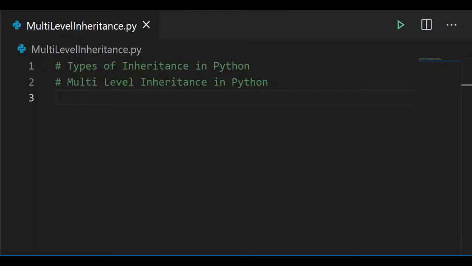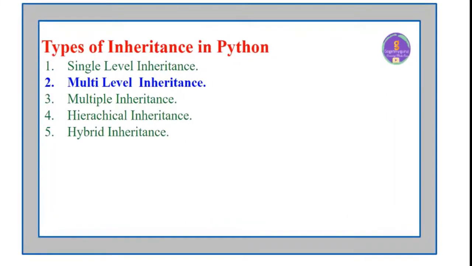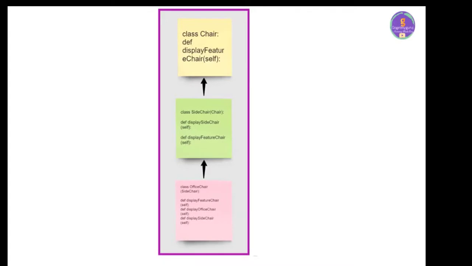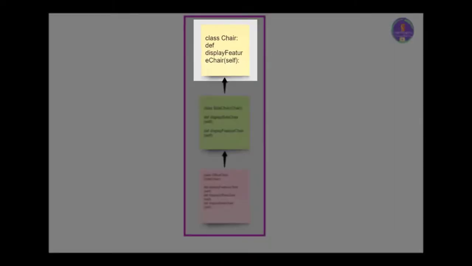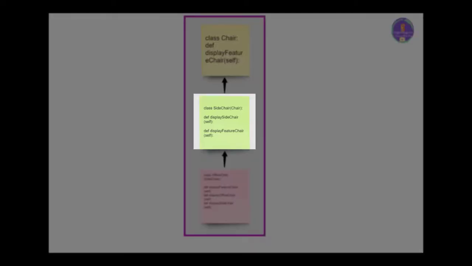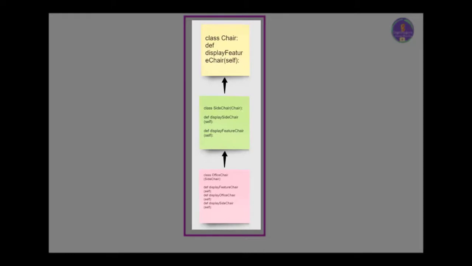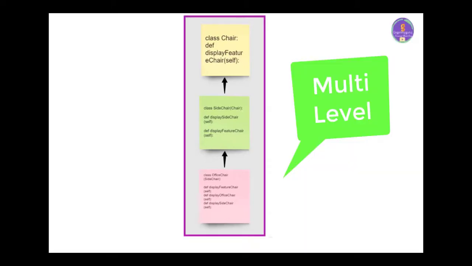In this video, we'll discuss the second type of inheritance, called multi-level inheritance. In this case, there will be a base class called chair, and we can derive a class from this base class called side chair, and from this side chair class we can derive one more class called office chair. Here we can see many levels, so we can call it multi-level inheritance.